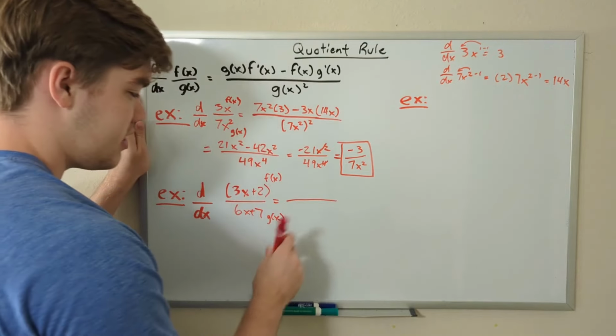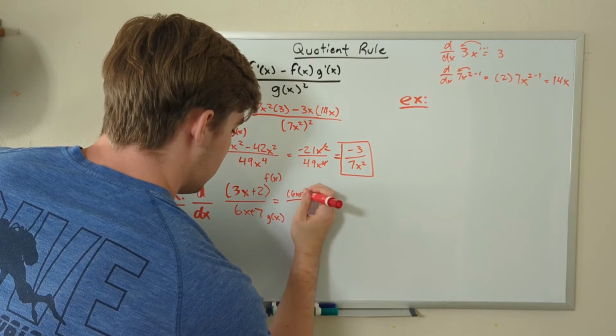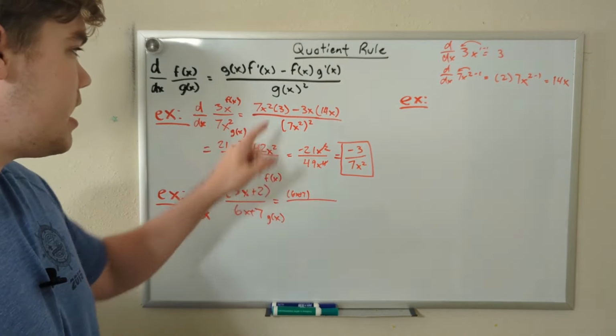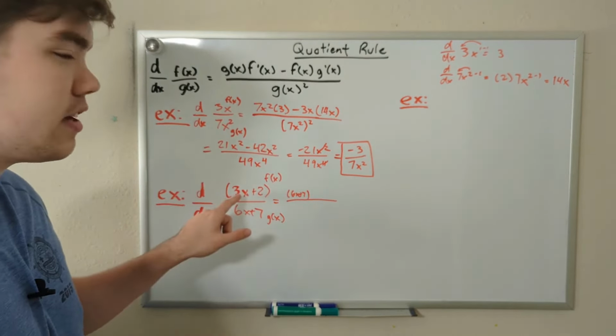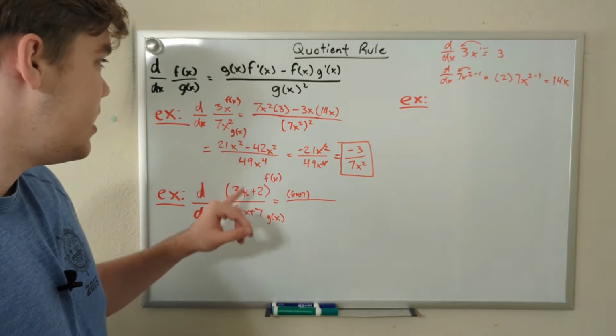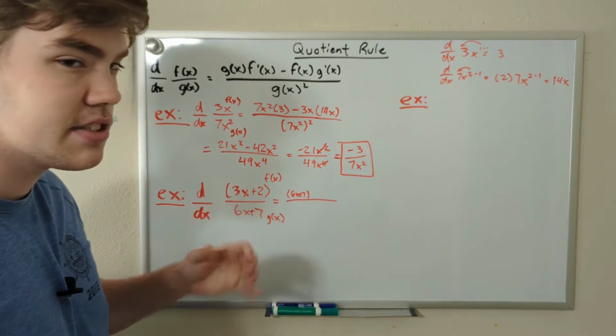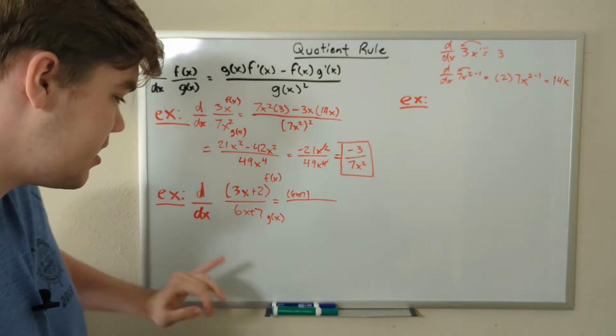So let's put a big old division sign here. First, we need to put in g of x, which is just 6x plus 7. And then we need to multiply that by f prime of x. So once again, we need to find the derivative of this function. We can do that over here. And just like in our last example, we need to multiply that g of x times f prime of x. So let's find f prime of x, in other words, the derivative of the numerator, and we can just do that down here.